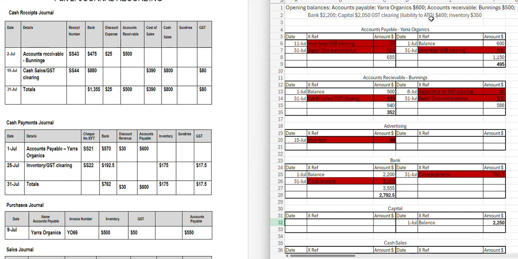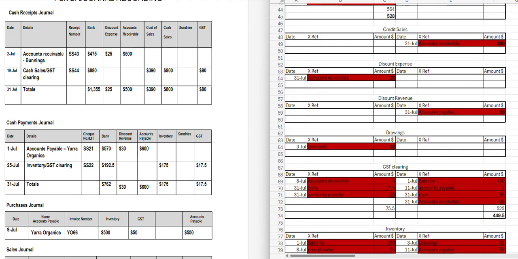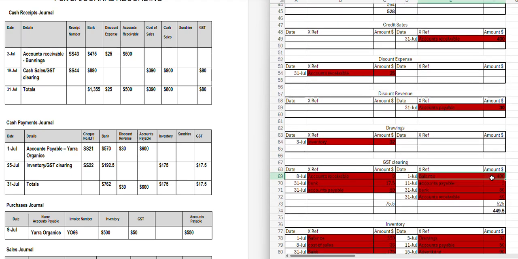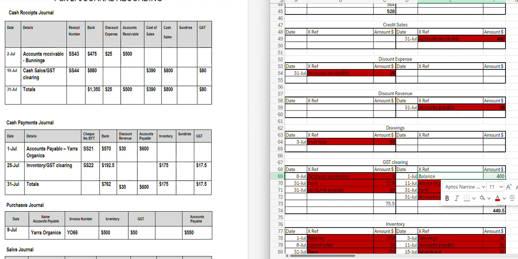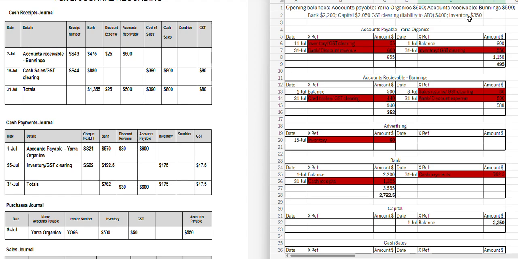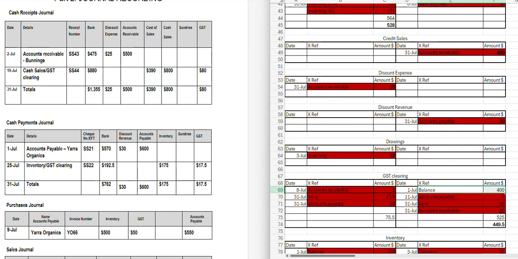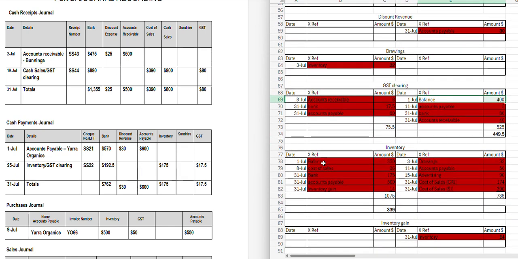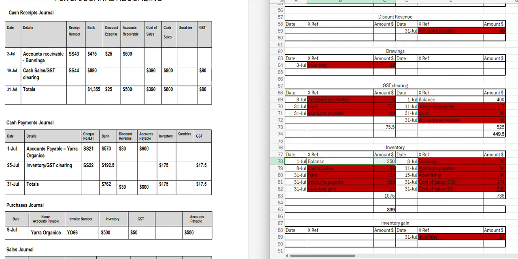GST clearing is owed to the ATO, so that's a liability. Let's scroll down and find our GST ledger. Here it is on the credit side because it's a liability. And what else do we have? Let's scroll back up. We also had some inventory, $350 worth of inventory. Inventory is an asset. Opening balance for assets is on the debit side. Okay, that's step 1 of 3.